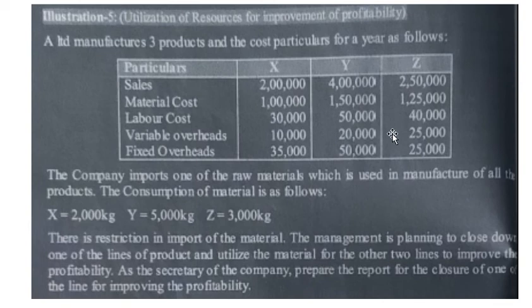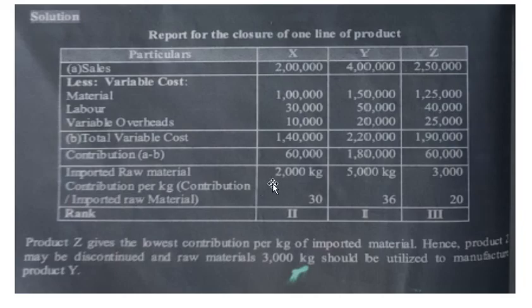For X it is 10,000, for Y 20,000, for Z it is 25,000. So now we have calculated all your variable costs for all the three products. The total variable cost is 1,40,000 for X, for Y it is 2,20,000, for Z it is 1,90,000. So now your sales minus your total variable cost will give you your contribution, which is 60,000 for X, 1,80,000 for Y, and for Z it is 60,000.